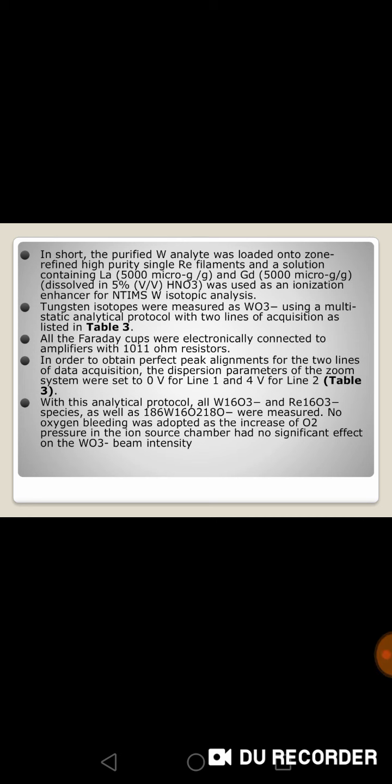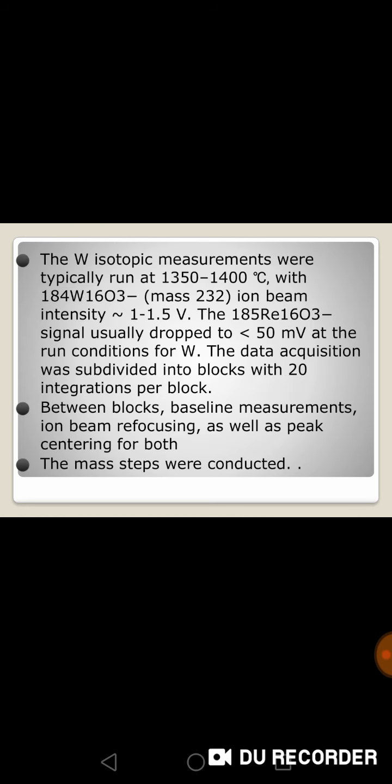So with the analytical protocol, all tungsten oxides and indium oxide species, as well as the 180 tungsten isotope, were measured. No pressure in the ion source chamber and no significant effect on the tungsten oxides negative ion beam intensity.